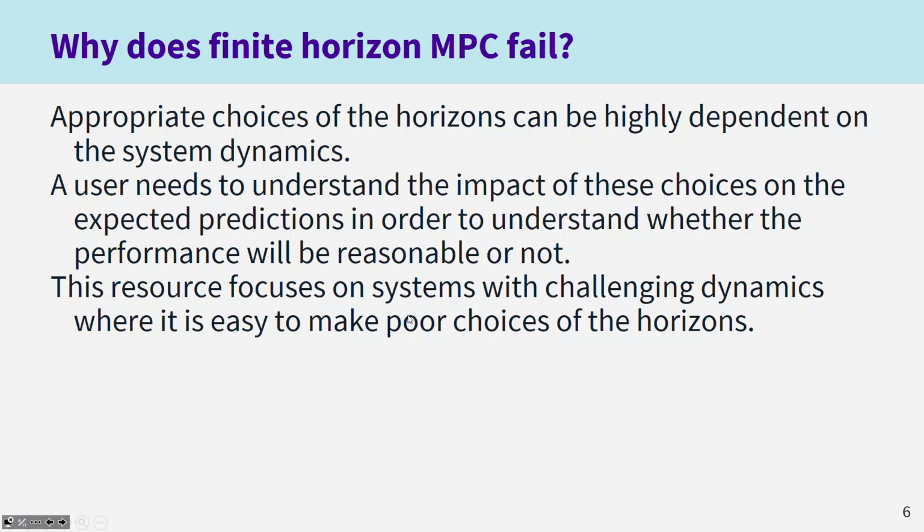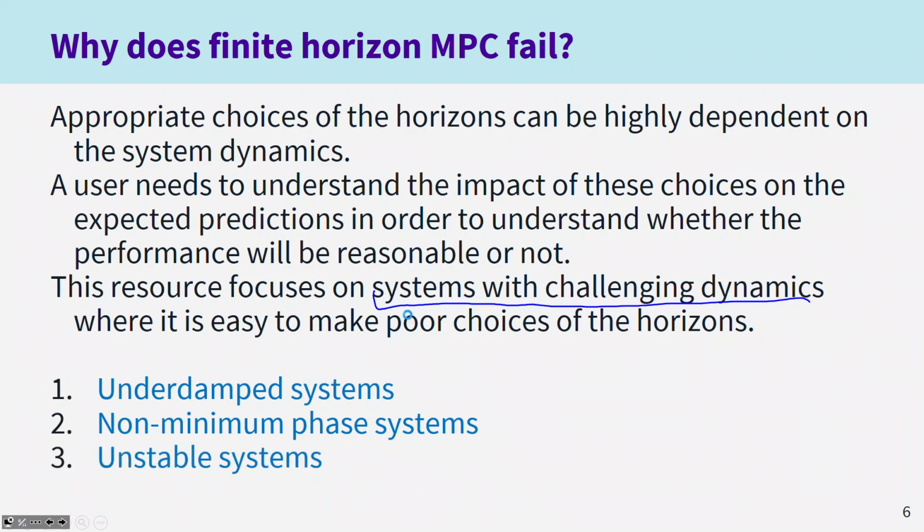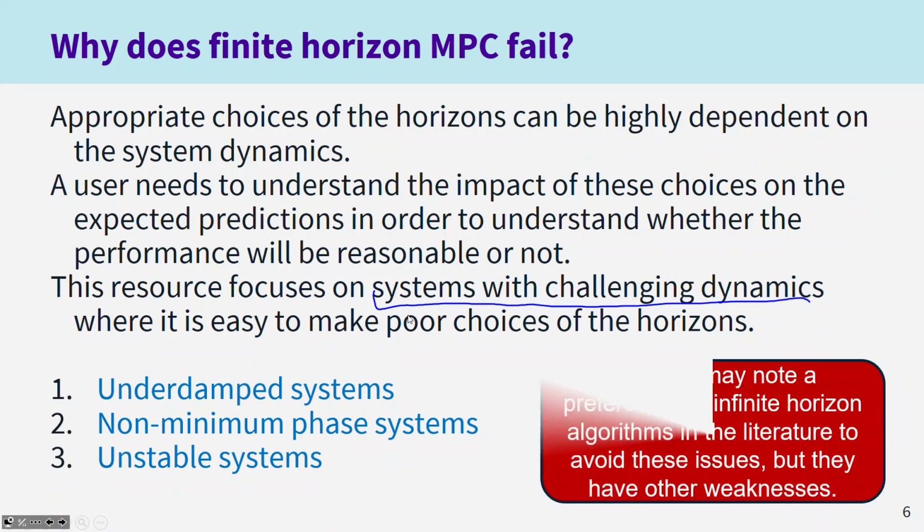Sometimes then, a finite horizon MPC will fail. The appropriate choices of the horizons can be highly dependent on the system dynamics, and a user needs to understand the impact of their choices on the predictions in order to understand whether the performance will be reasonable or not. This resource is going to focus on systems with what I call challenging dynamics, where it's easy to make poor choices. For example then, underdamped systems, non-minimum phase systems, and unstable systems.